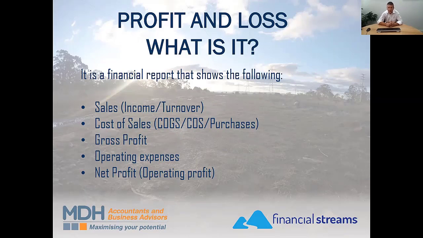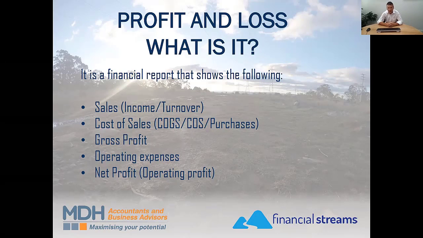So what is it? Profit and loss. It's a financial report at the end of the day. It's all about the numbers, and it shows certain aspects of the business. It's a snapshot. It covers a period of time, so typically it might be a month or a quarter or a year. Later on we'll do the balance sheet side of it in another session. The balance sheet is like a window at a point in time, whereas the profit and loss is a description of what activity has happened over that defined period.